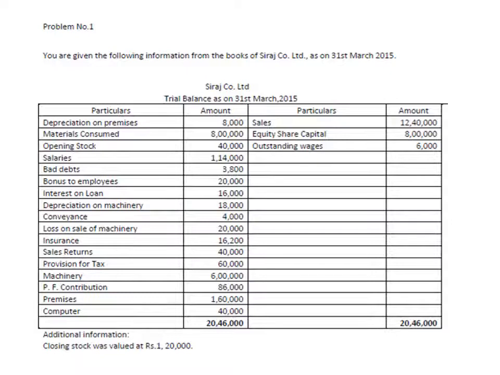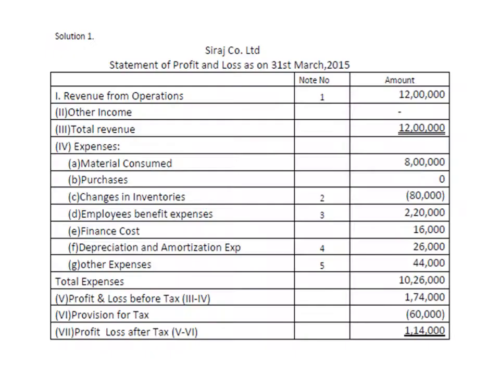Then on the other side, equity share capital information is given. Sales we have already considered, and then outstanding wages, this also doesn't appear in the preparation of profit and loss account. Now let us have a look how the profit and loss account will appear. So this is how it is.